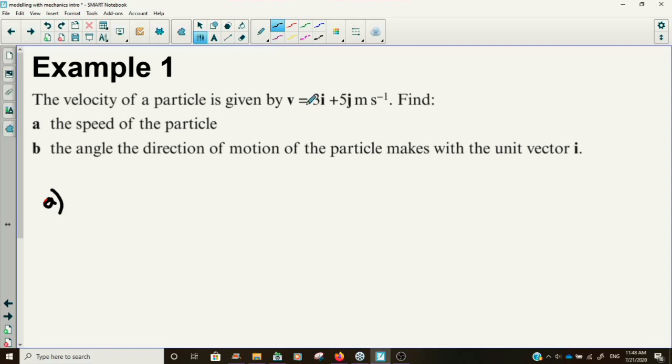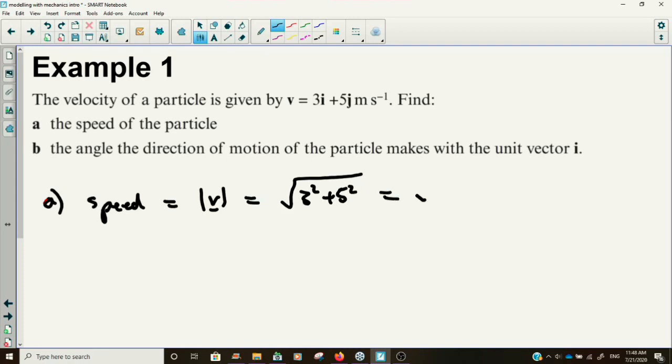So we need to work out the speed of the particle. The speed is actually the magnitude of the velocity. So let's just write that down. We're just going to do the square root of, in this case, 3 squared plus 5 squared, which is the square root of 34.